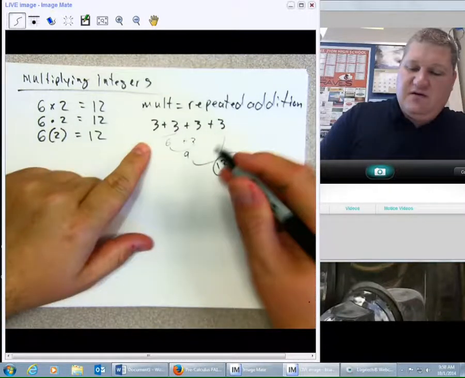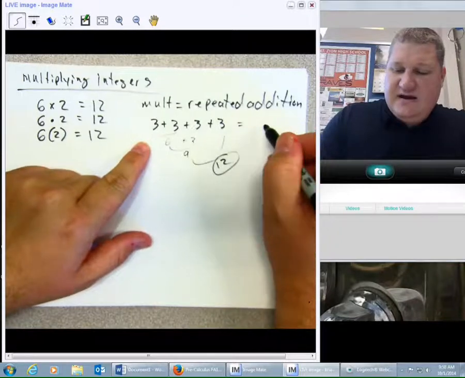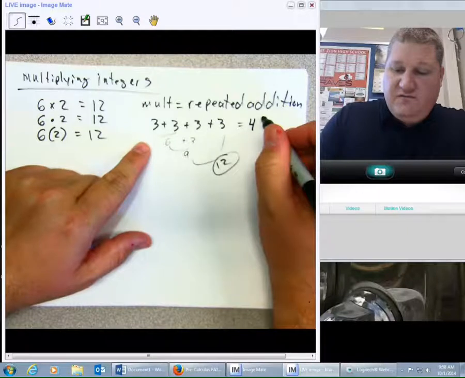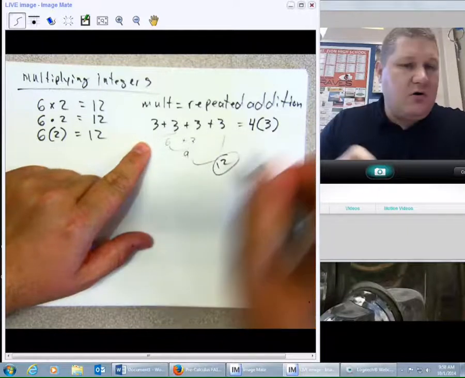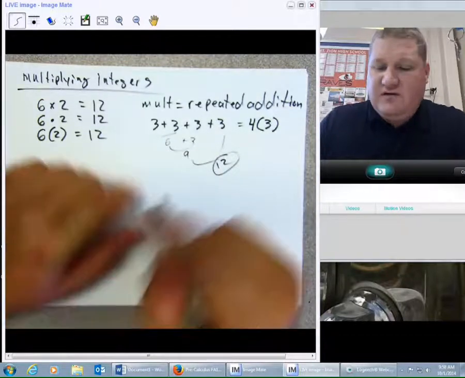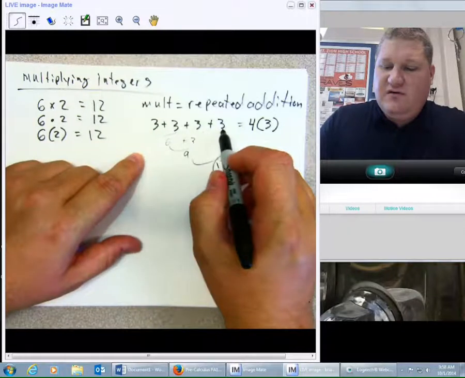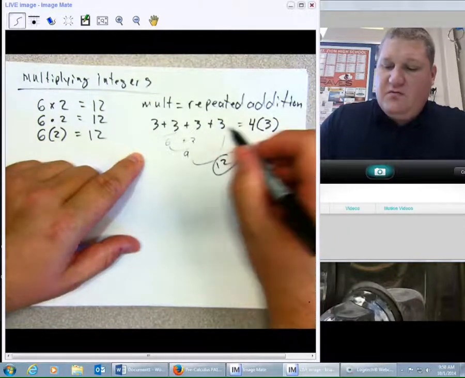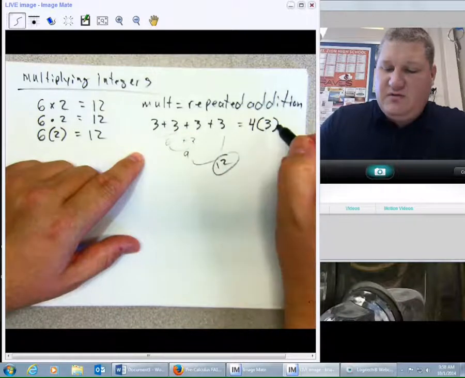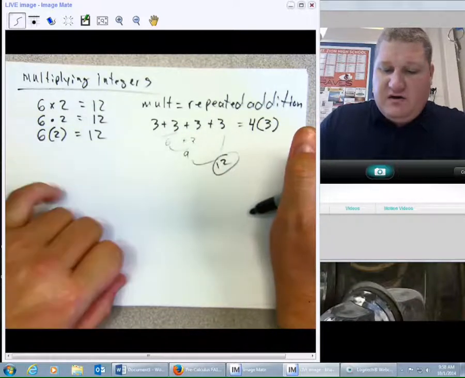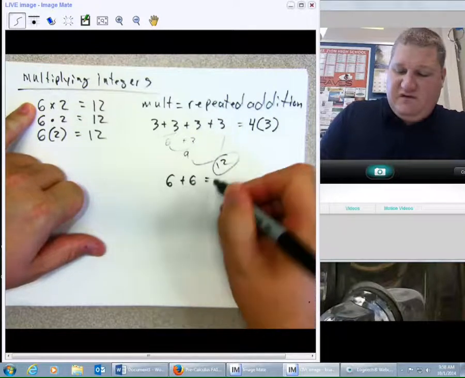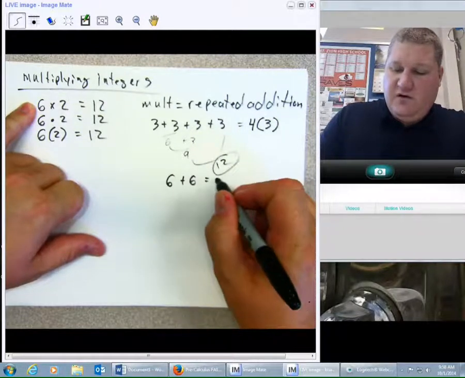Alternatively, what I could do is I could say that's really just 4 of those guys. 4 whats? There are 4 3's. So 3 plus 3 plus 3 plus 3 is the same thing as 4 times 3. So multiplication is nothing but repeated addition. Okay, so if I have 6 times 2, I have 6 plus 6. Well, 6 plus 6 is also 12.